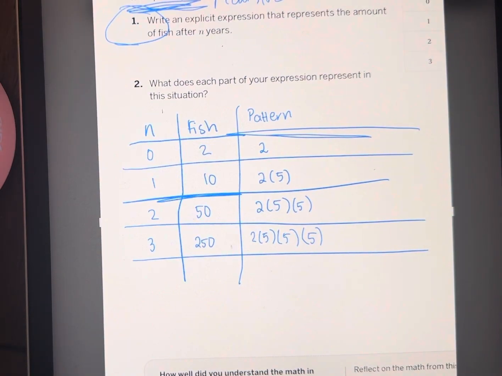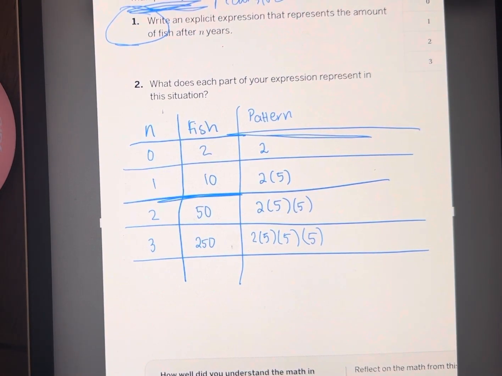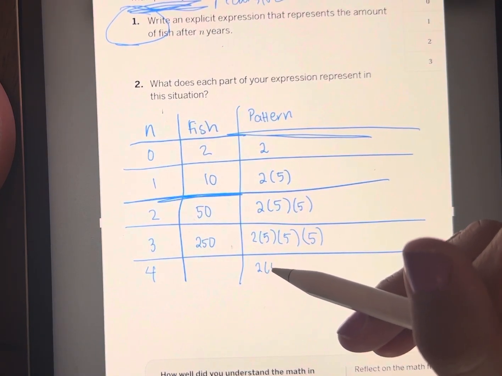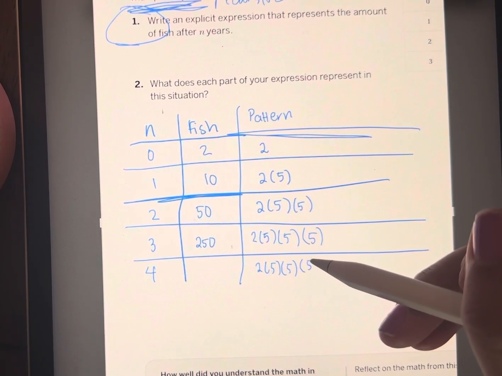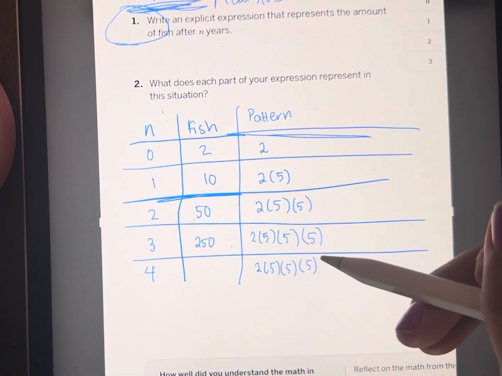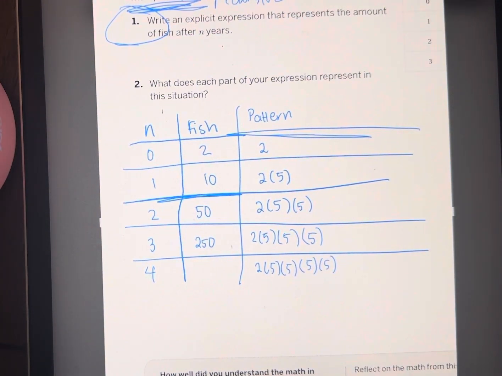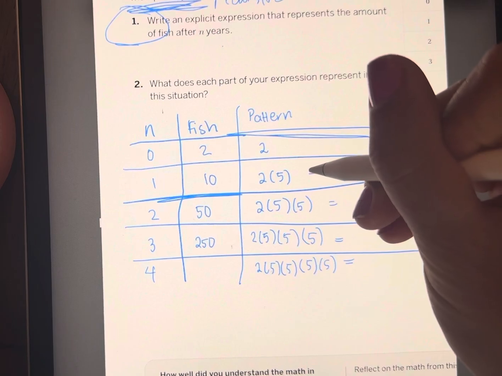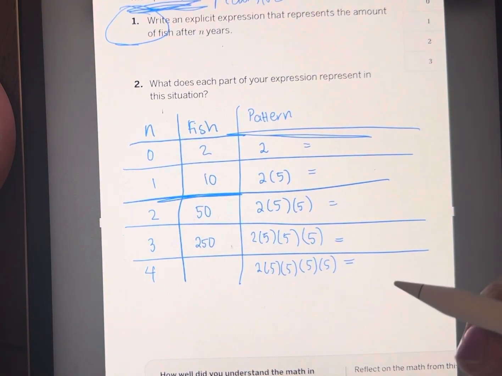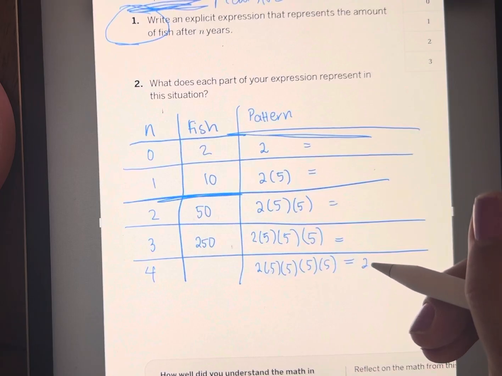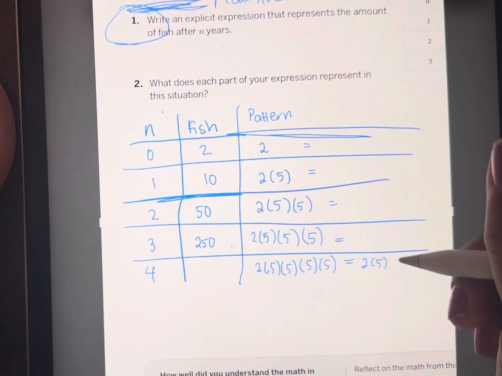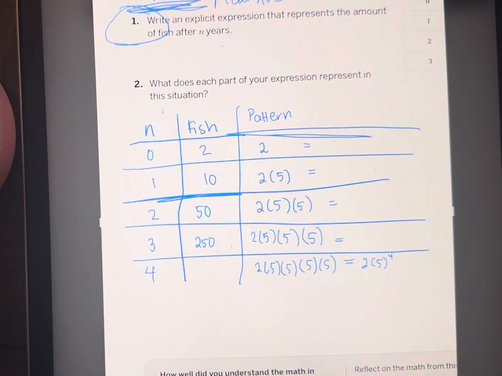Alrighty, so now we're starting to see a pattern. And if I were to do the fourth one, that would be 2 times 5 times 5 times 5, and then times another 5. So now that we've got this going, what I want us to do is rewrite this like we did in the warm-up activity from last class, where because I'm multiplying 5 times itself 4 times, this is 2 times 5 to the 4th power.